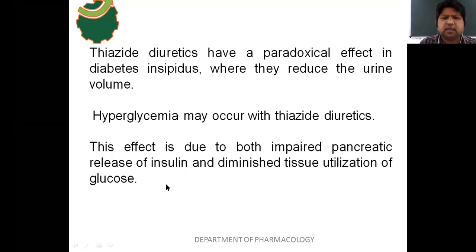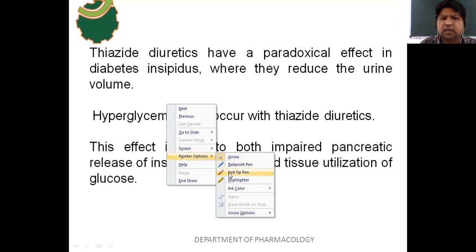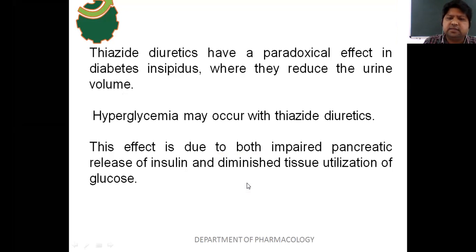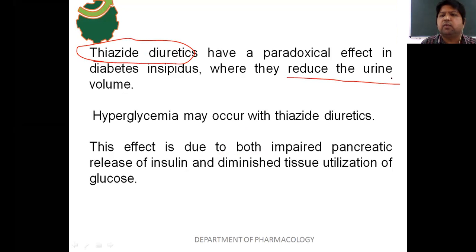So in the last class, I was discussing the paradoxical effect that is seen with thiazide diuretics, especially in diabetes insipidus. Thiazide diuretics are used to reduce urine volume in diabetes insipidus. So it is quite a paradoxical effect. Generally, diuretics will enhance urine volume, but here thiazide diuretics are going to reduce urine volume. This is quite opposite to the expected reaction, and I have explained this clearly in the last video.